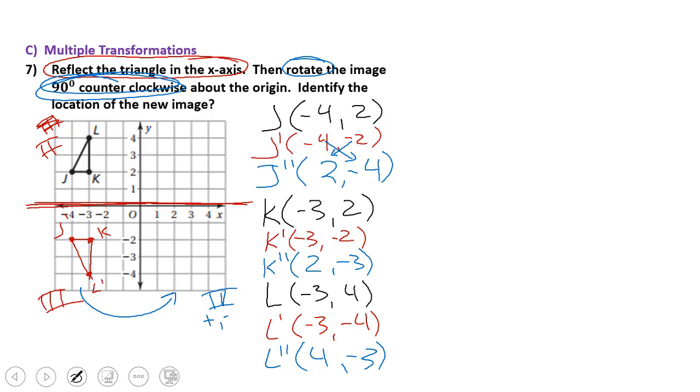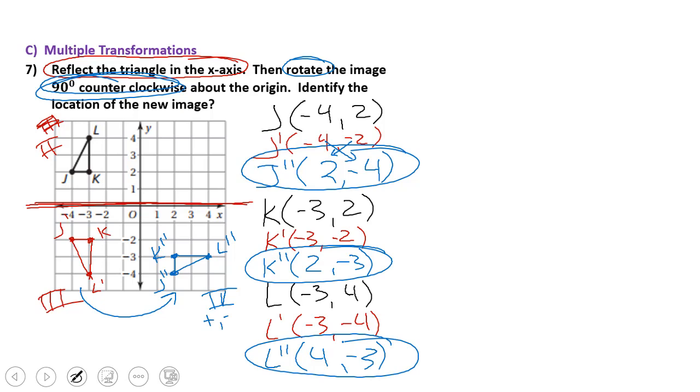So again, we're going to mark our new figure location. So J prime prime is at 2, -4. K prime prime is 2, -3. And L prime prime is 4, negative 3. And when we do that mathematically, we are in our final location, and there's our coordinates.